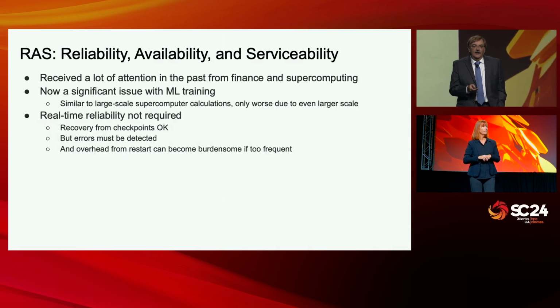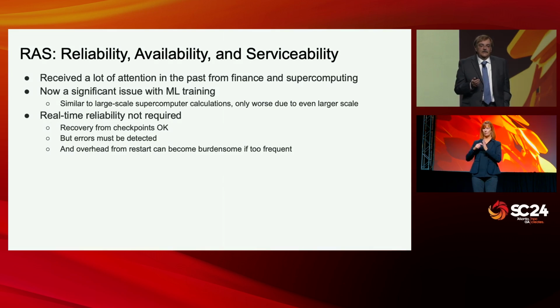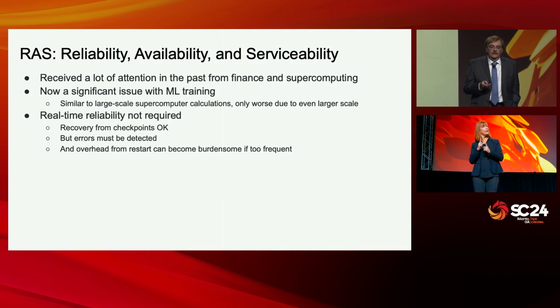So RAS, it's the feature that everyone likes to complain about, but not too many people are working on it, it seems. In the previous generations, it received a lot of attention from finance and supercomputing, which is great. Now it's a significant issue in ML training. And we don't need real-time reliability like the banking industry or stock exchanges, like the Tandem style. But recovery from checkpoints is okay, but errors must be detected and overhead from restart can be burdensome if it happens too often.